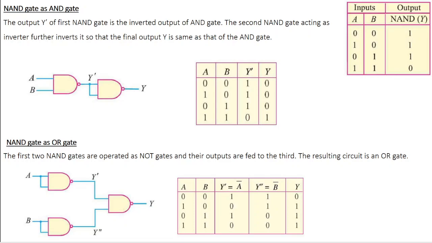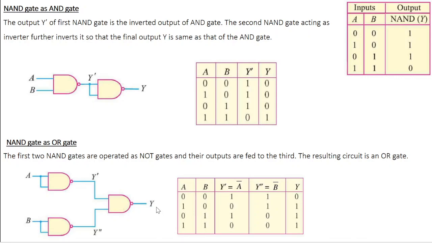You can also construct an OR gate using three NAND gates. Okay, here you can see the first two NAND gates are operated as NOT gates and their outputs are fed to a third NAND gate. So here Y prime is the output of the first NOT gate. Since the input is A, Y prime is nothing but A bar or A complement. And Y double prime is nothing but B complement. So A complement and B complement are given as input to the final NAND gate.